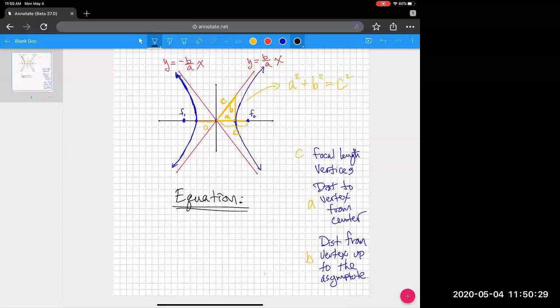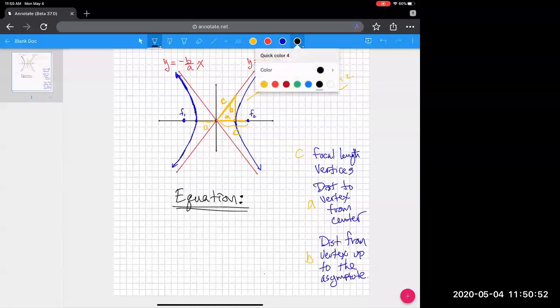So the equation format is almost the same as for an ellipse. For an ellipse, it was the points where the sum of the distances to the focal points is constant. And for a hyperbola, it's the points where the difference between the distances to the foci is a constant.